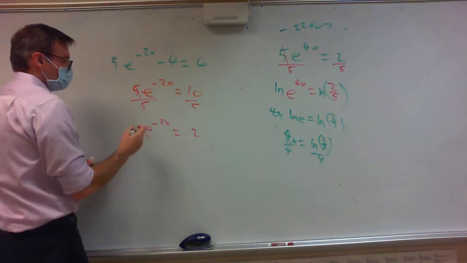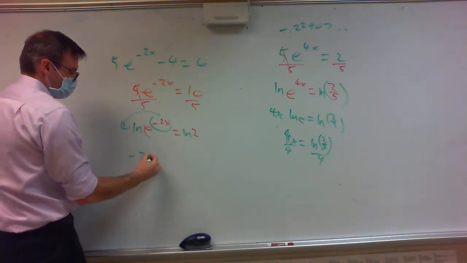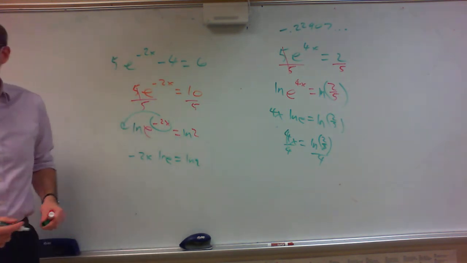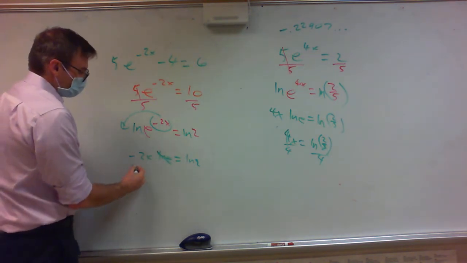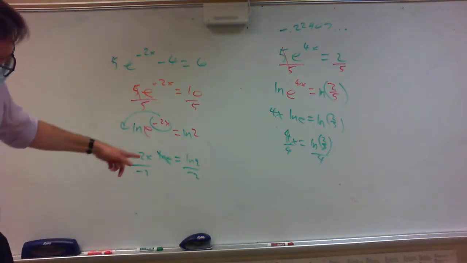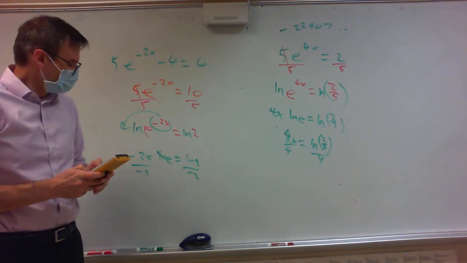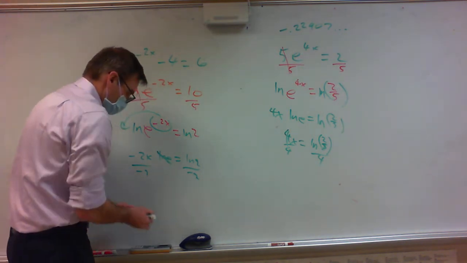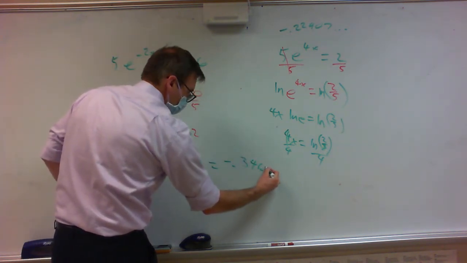Now we got the e by itself, so now I'm going to take natural log of both sides, so I can bring this guy down. So we get negative 2x times natural log of e equals natural log of 2. But we know what natural log of e is. It's basically just a big fat 1, so it doesn't matter, so I divide by negative 2. And so now I'm just left with computing. Let's do natural log of 2 divided by negative 2. And did everybody get negative 0.34657?